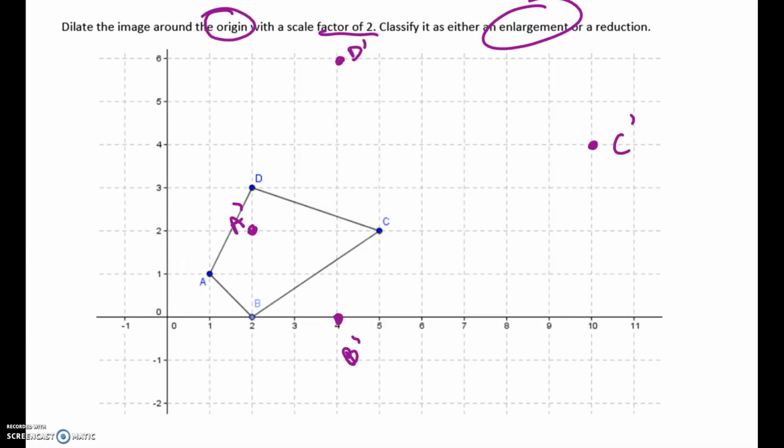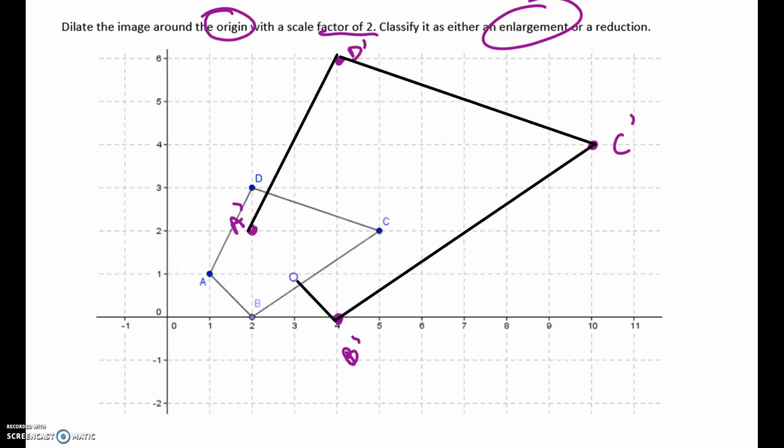And then all we got to do is connect our points, and we'll see that we actually make a figure. It's a similar figure that's just bigger than the previous figure. It's an enlargement. So let's take a look.